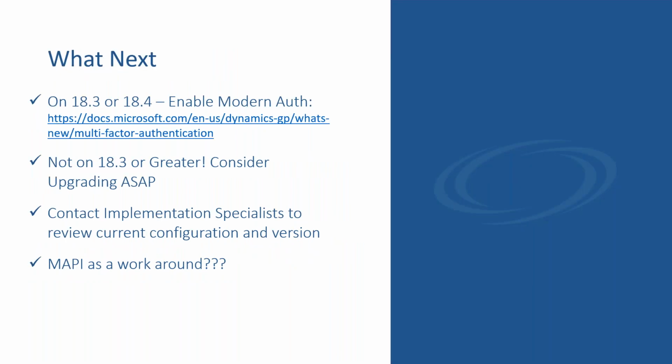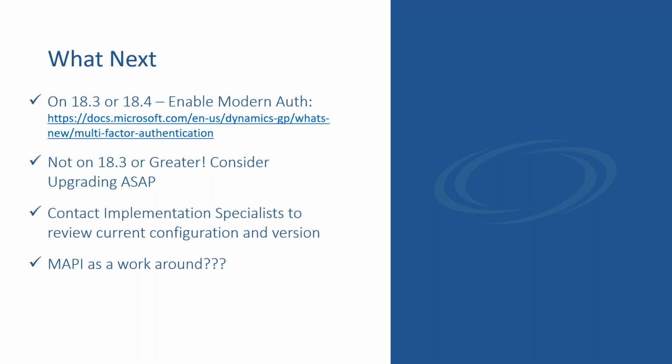All right. Okay. So if you're on an earlier version, like we said, you'll want to consider upgrading as soon as possible. And what we suggest as far as that goes is to contact us so we can review your current configuration, what version you're on, and what that means. There is a workaround that Microsoft is saying will work if you absolutely cannot upgrade.